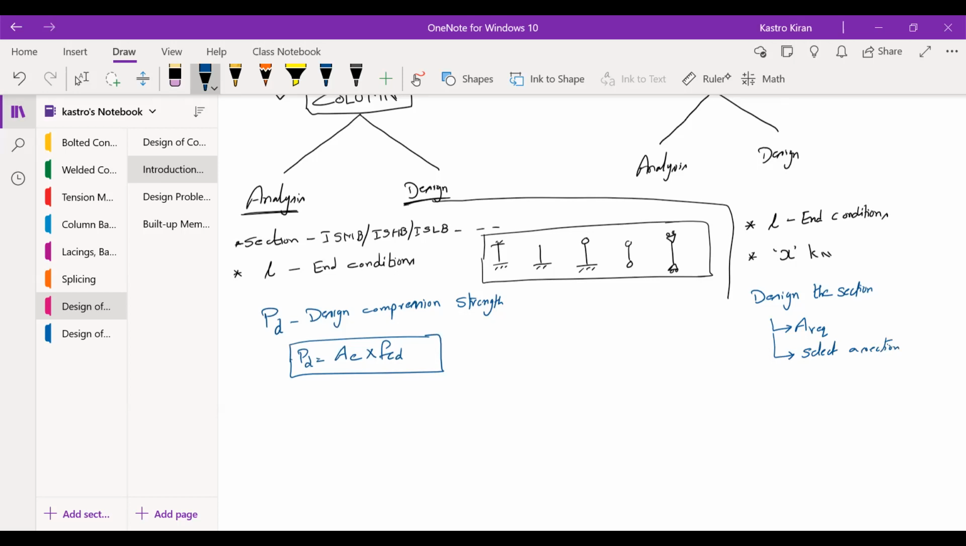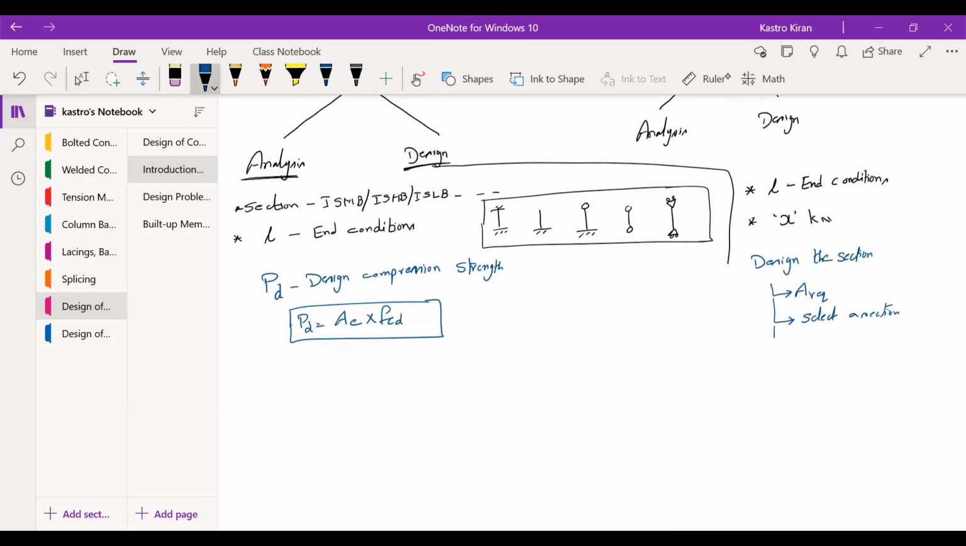In the next step, you're going to find out the buckling class. We have different buckling classes available. We're going to find out the buckling class, and then we are going to find out the section classification. That means you're going to classify the section; the section classification can be done.